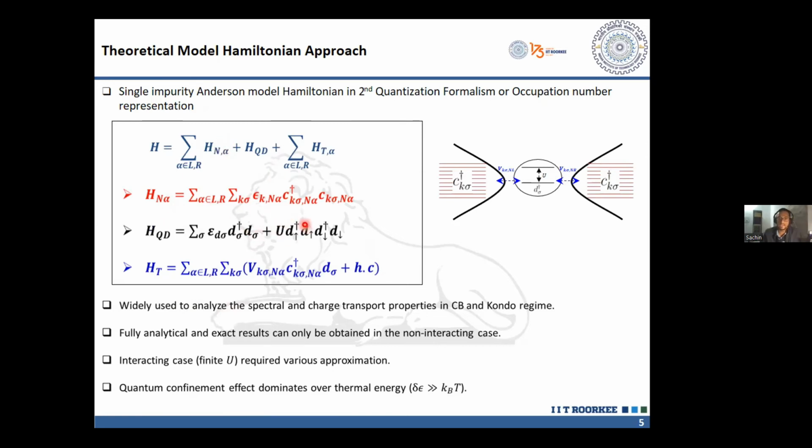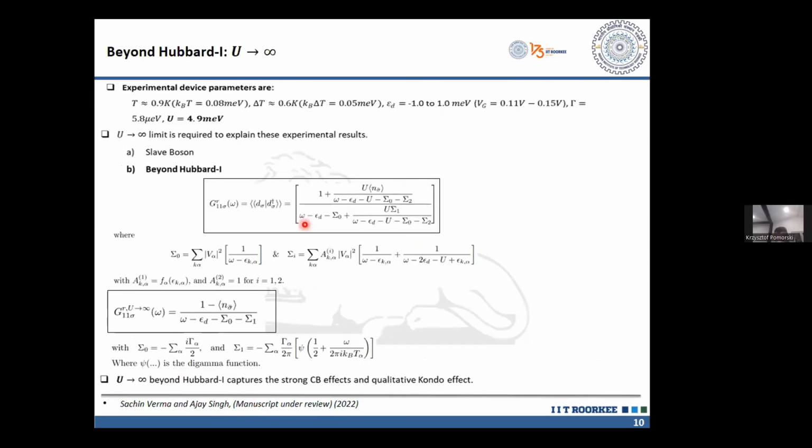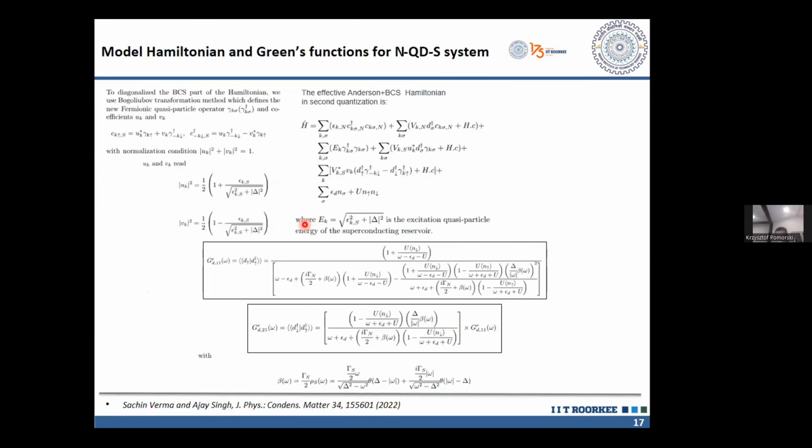For a superconductor, let me show you that Hamiltonian. The Hamiltonian is a bit different. So this one is the Hamiltonian for this NQDS system. The first term is the kinetic energy of this superconducting reservoir, this is the tunneling part, this is for the normal metal, this is for the superconductor, and here comes the quantum dot energy part. The superconducting correlation is due to these parts.